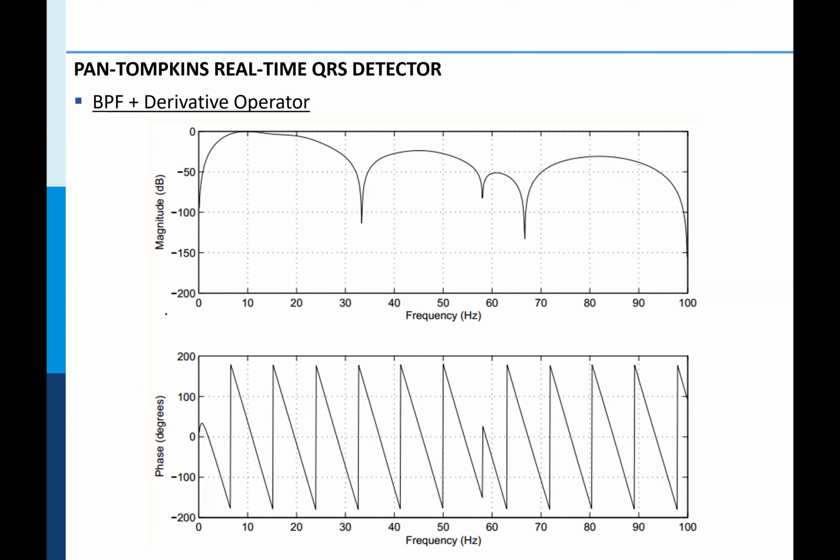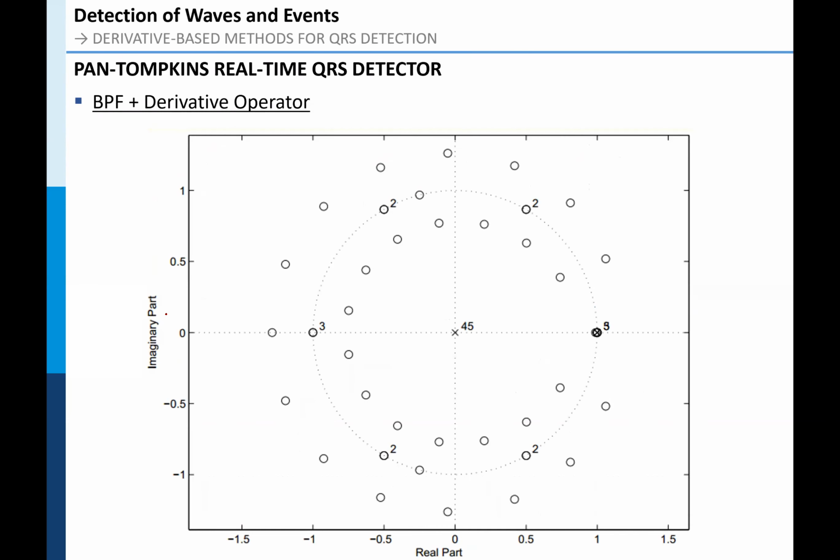When we add all of them, it could be seen as just one filter, which is doing a low pass, high pass, followed by a derivative operation. And that's how the frequency response and the phase response look. Similar to what we have seen before, this is a pole zero diagram of what we just discussed.